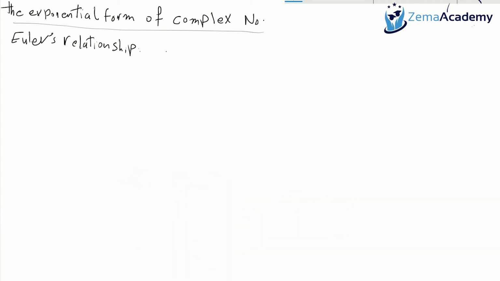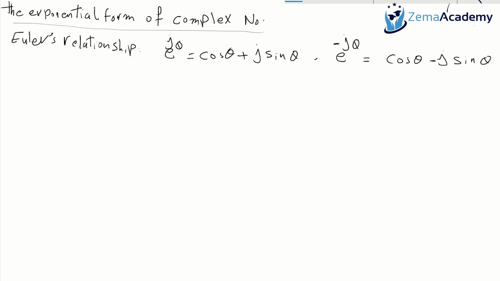So the Euler relationship is e^(jθ) equals cosine θ plus j sine θ, while e^(-jθ) is cosine θ minus j sine θ. How do we get this? Actually, try to find it.